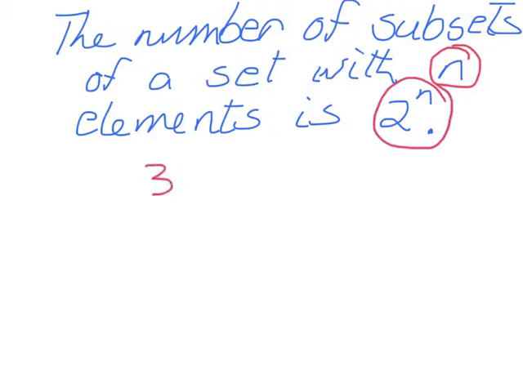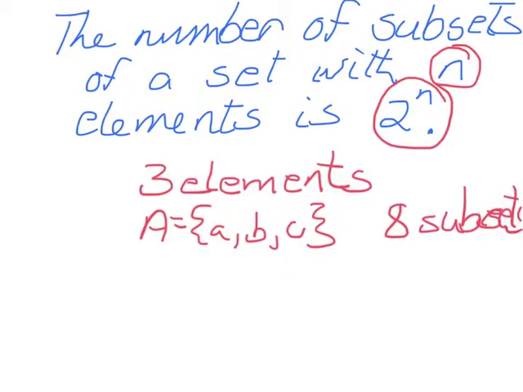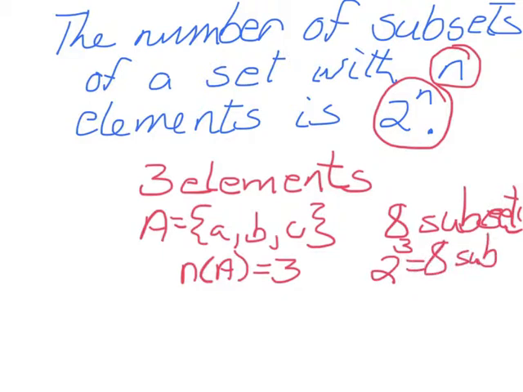Now, we had a set with 3 elements, right? That was set A, which was equal to A, B, C. And how many subsets did it have? Well, it had 8 subsets. And now we know why it has 8 subsets, because the cardinal number of A is 3, and so it's going to have 2 to the 3rd power, which is equal to 8 subsets. And that's why we ended up with eventually 8 subsets.